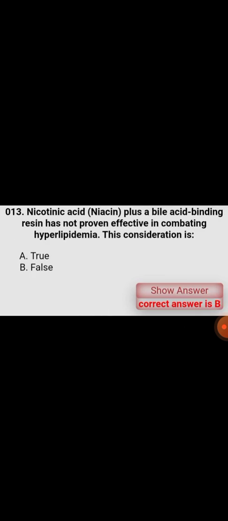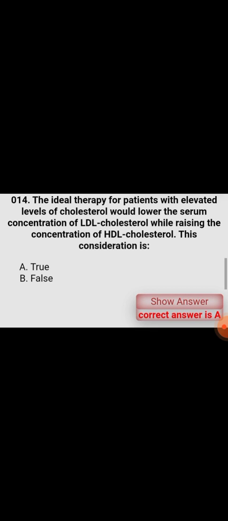Nicotinic acid plus bile acid binding resin has not proven effective in combating hyperlipidemia. This consideration is false. The ideal therapy for patients with elevated levels of cholesterol would lower the serum concentration of LDL cholesterol while raising the concentration of HDL cholesterol. This consideration is true.